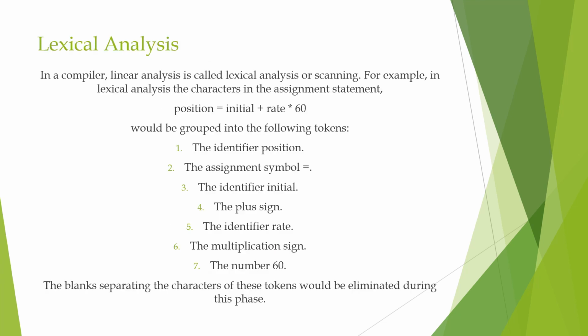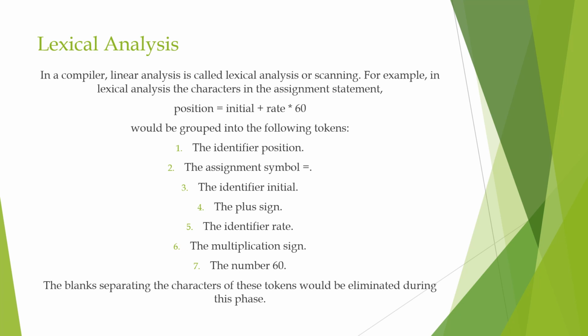The first one is lexical analysis. In a compiler, linear analysis is called lexical analysis or scanning. For example, in lexical analysis, consider the characters in an assignment statement. See the example: position = initial + rate * 60. How is it converted into tokens? First, the identifier position. Here the whole text is considered as an identifier. So that is the first one.